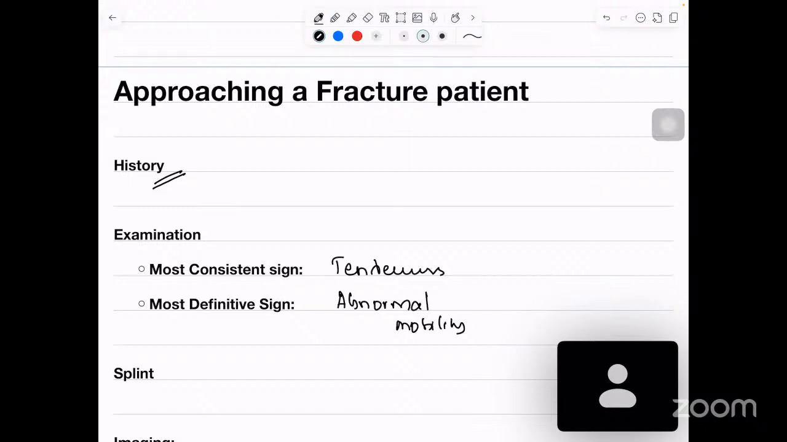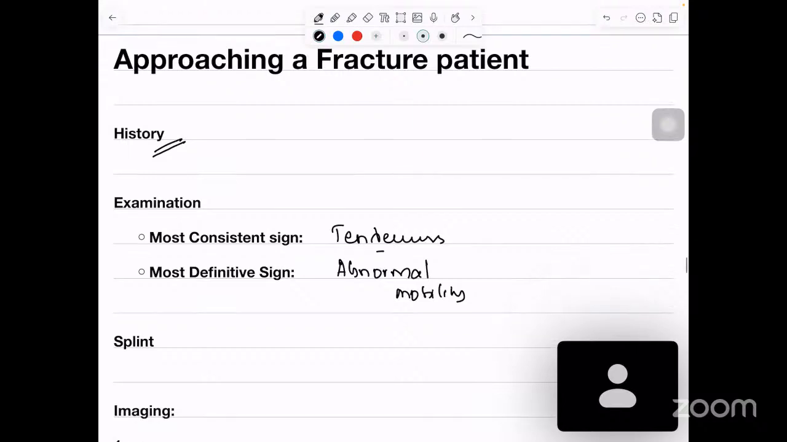வாட் இஸ் அ டெஃபினேட்டிவ் சைன்? அப்நார்மல் மொபிலிட்டி. நீ ஒரு ஃபோர் ஆர்ம் வந்து ரெஸ்ட் கிட்ட வந்து மொபைலா இருக்கலாம், இல்ல எல்போ கிட்ட மொபைலா இருக்கலாம். ஃபோர் ஆர்ம்லயே மொபைலா இருந்துச்சுன்னா தட் இஸ் அ டெஃபினேட்டிவ் சைன். நீ இன்வேரியபிளா அது ஃப்ராக்சர் தான்ன்றது தெரியும். ஓகே, எல்லா ஃப்ராக்சருக்கும் டெண்டர்னஸ் இருக்கும், பட் எல்லா ஃப்ராக்சருக்கும் அப்நார்மல் மொபிலிட்டி இருக்குமா அப்படின்றது நமக்கு தெரியாது. ஸோ தட் இஸ் அ டிஃபரன்ஸ்.